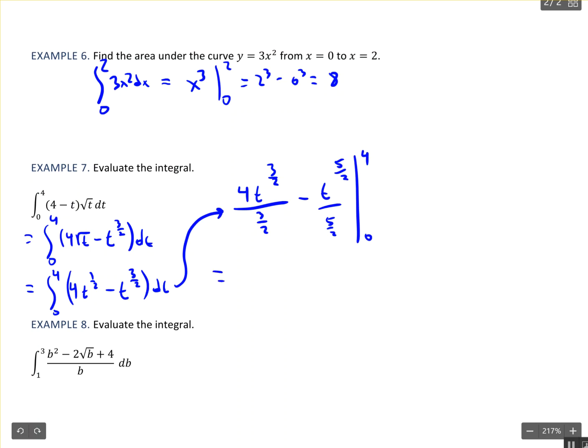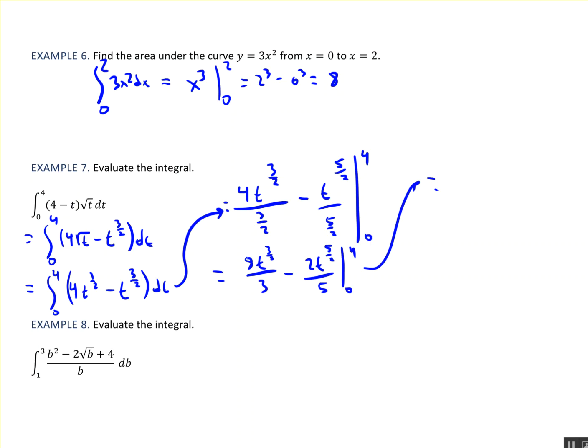Well, we can rewrite that nicely. Dividing by 3/2 is the same as multiplying by 2/3. So I end up with 4 times 2 gets me 8 t to the 3/2 over 3, minus the same thing here, 2 t to the 5/2 over 5. Now let's go ahead and actually plug it in. So 4, take the root and then the power. 4 square root of 4 is 2, to the third is 8, times 8 gets me 64/3. Plug in 4: square root of 4 is 2, to the 5th is 32, times 2 gets me 64/5.